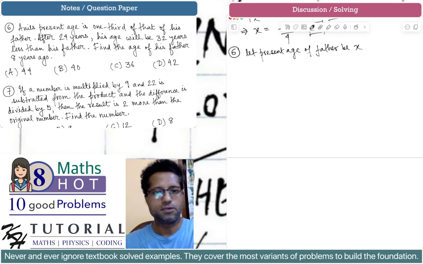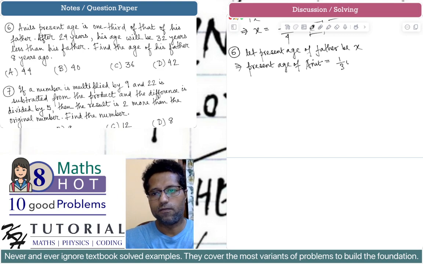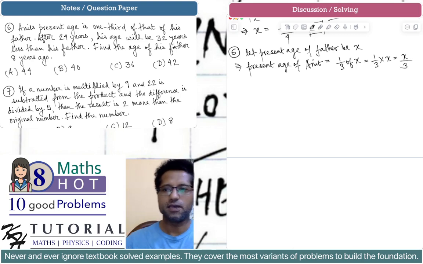Now, we will consider all the given conditions. First the problem says Anith's present age is one third of that of his father. So this implies present age of Anith will be equal to one third of x. It is saying one third of his father's age, meaning one third of x. This 'of' operator means multiplication, that is one third multiplied by x. This is x by 3. So Anith's present age is x by 3 and present age of father we have assumed to be x.